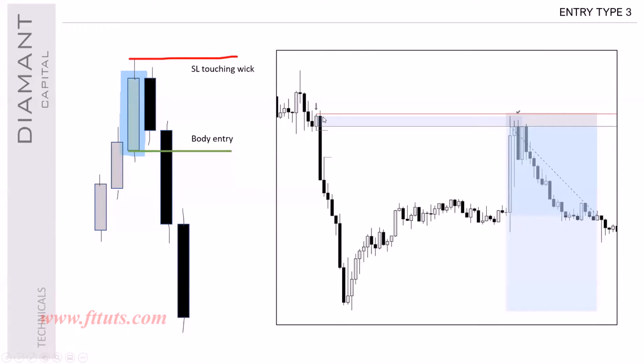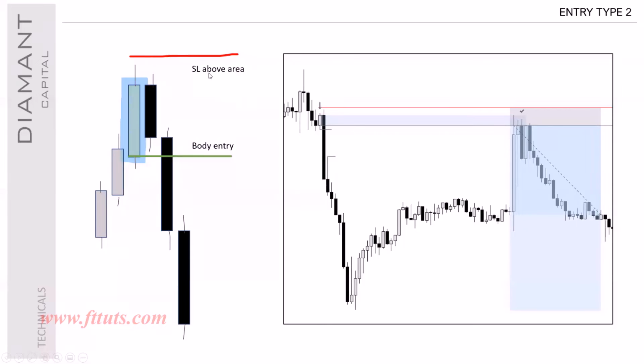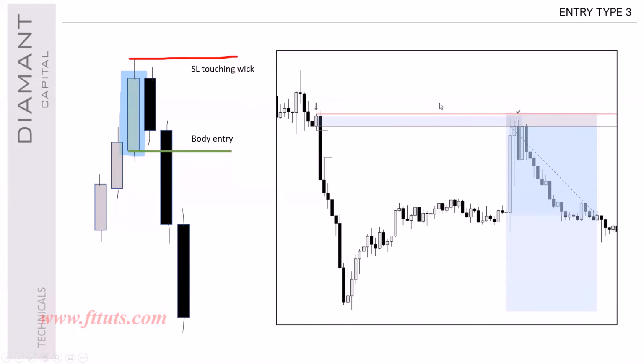Now, this is a bit more risky, but it's up to you. How risk averse are you? Personally, I would go for a stop loss above the area. Especially if you're on funded accounts, you're trading other people's money, or even your own money, and it's a large amount of capital. Why would you want to add that extra risk, maybe just for an extra percentage that you can gain on the trade?